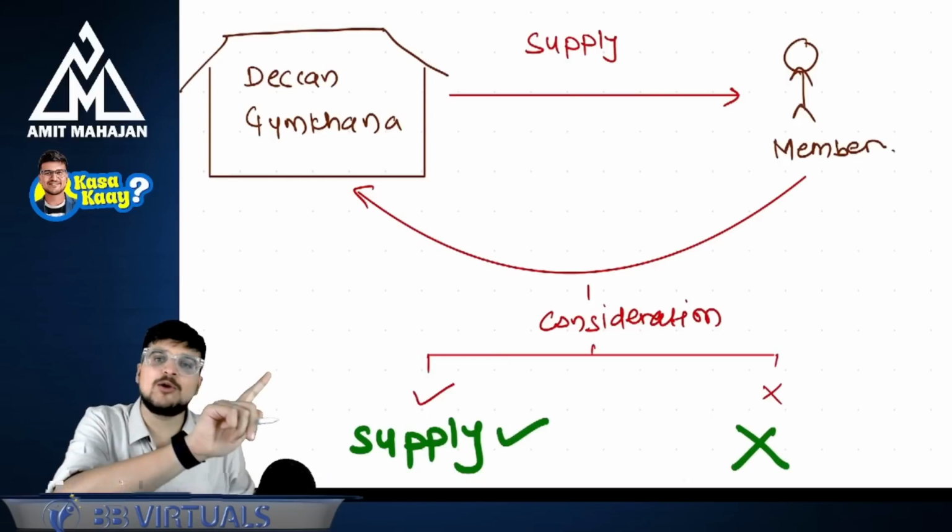Next point is works contract. What is the meaning of works contract? Works contract is construction service. If it is a construction service, then goods are also getting used, and there is also some service also. So what is it? Goods or service? They have clarified that this is service, and same in case of restaurant service.